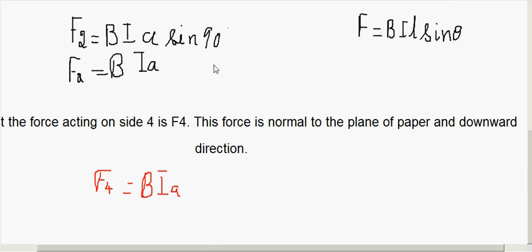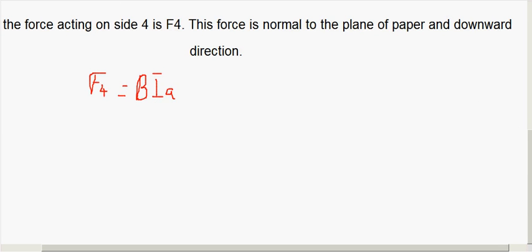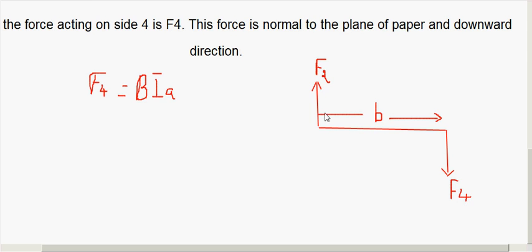Now these forces, being equal and opposite, constitute a couple, and hence there will be a torque acting on it. Now find out what the torque is. We have the forces, one force acting like this and another in the upper direction, and we know these are F2 and F4, and b is the distance between the forces. So the torque acting on the rectangular loop is equal to force into distance.